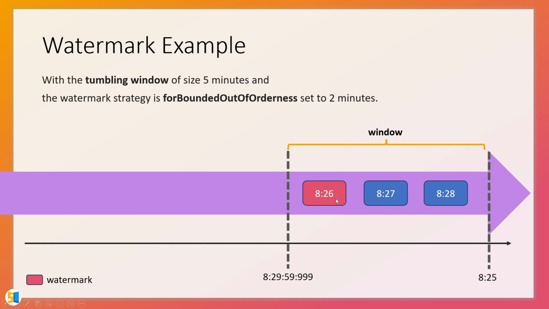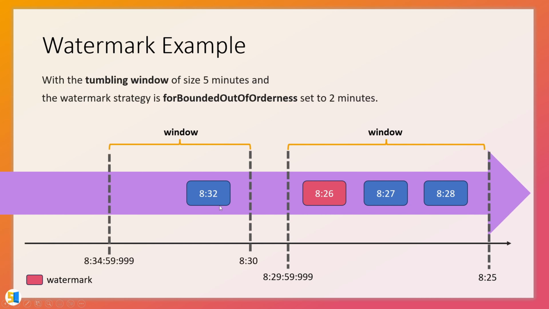Because the watermark timestamp is 8:26 and it is still less than 8:29, this window state is kept open. The data in this window will not be processed by Flink for now. Let's say a new event comes in at 8:32. It triggers a new window state and is inserted into the next window, 8:30 to 8:34.